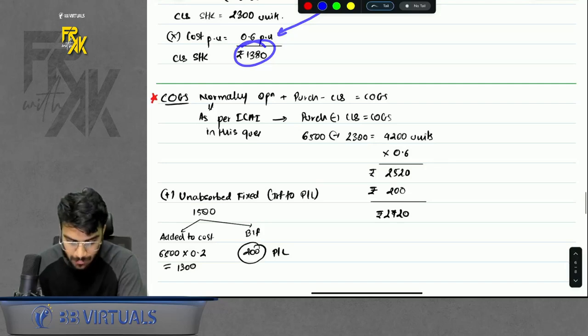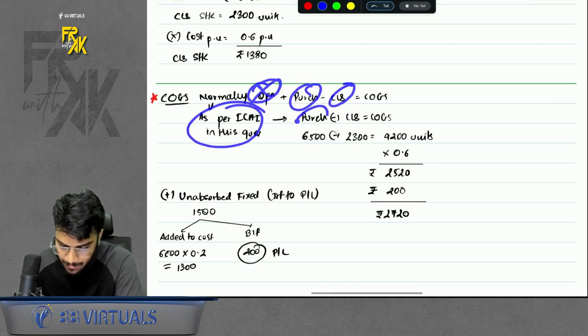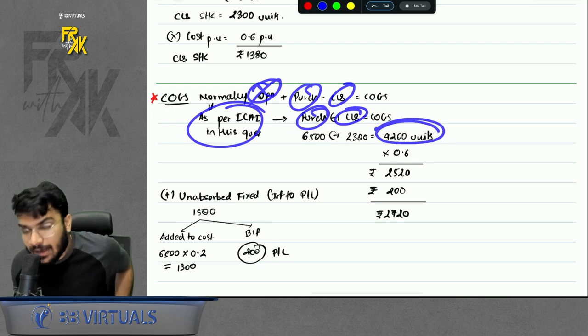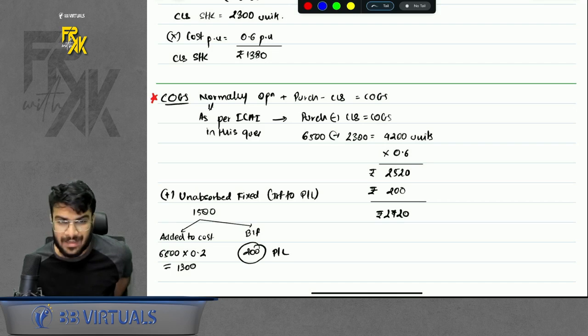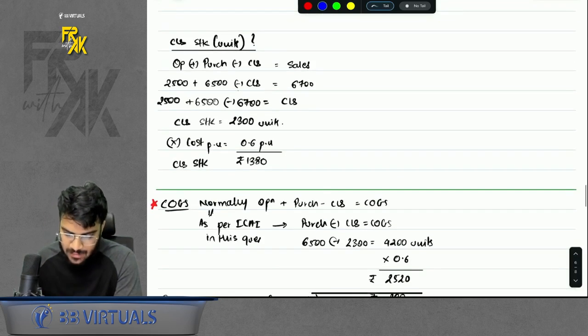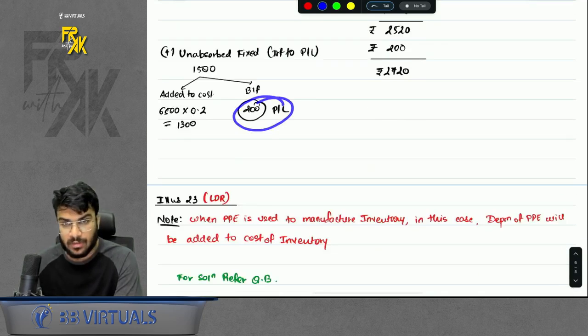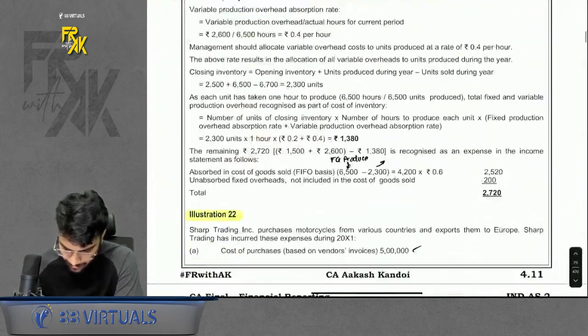Now, normally COGS, how do we calculate? Opening plus purchase minus closing. In this question, as per ICAI, they have ignored the opening part. They have only taken purchase minus closing. So with that, you will get units at 4200. Multiply with this cost per unit, you will get the amount to be added in COGS. Also, there is one more amount which will get transferred to P&L, not added in the COGS. Which amount? Fixed overheads which are unabsorbed. This is the calculation. This will get transferred to P&L. Do remember that. So this was illustration number 21.